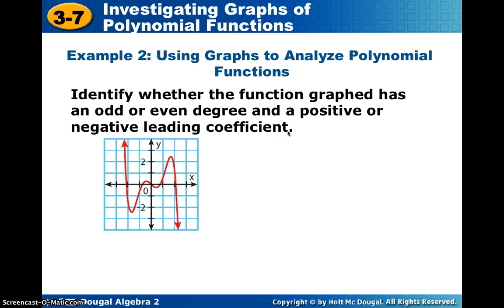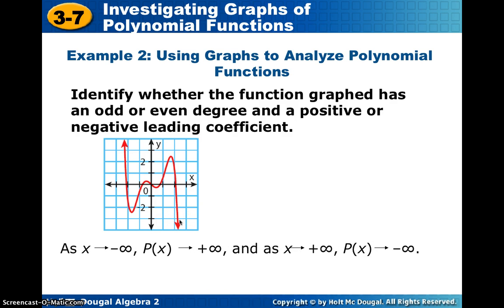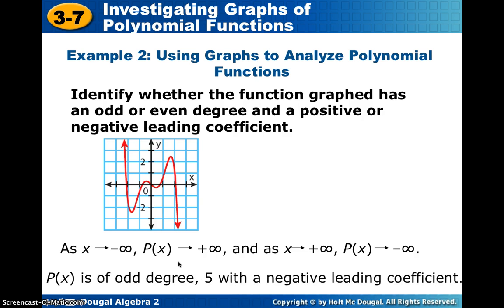So, do you think this function is odd or even, and does it have a positive or negative leading coefficient? Well, when I look at this, I see one arrow going up and one arrow going down. That lets me know that this must be an odd function. It has an odd degree. Now I can actually count and see what that degree must be. 1, 2, 3, 4, 5. So it changes directions 5 times, so I would guess the degree would be 5. Now, how does it end? It ends going down. Since it ends going down, that means that the leading coefficient must be negative.